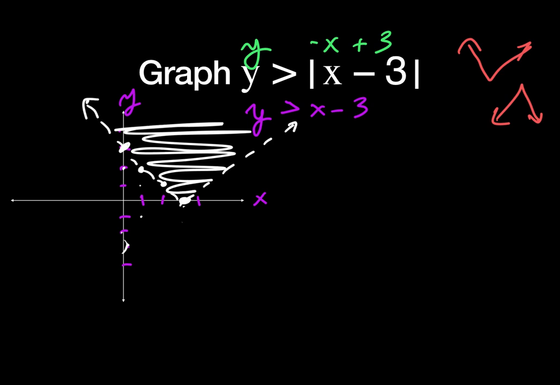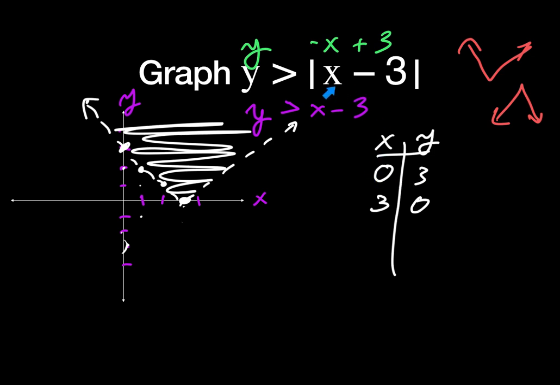Now, if you're not really quick about getting that, then there's always, and this is always a reliable option, making a little t-table. Put in numbers. If I put in 0 for x, 0 minus 3 is negative 3. Absolute value of negative 3 is 3. Put in other numbers. I usually say, look for convenient numbers. What if I put in 3? 3 minus 3 is 0. Absolute value of 0 is 0.